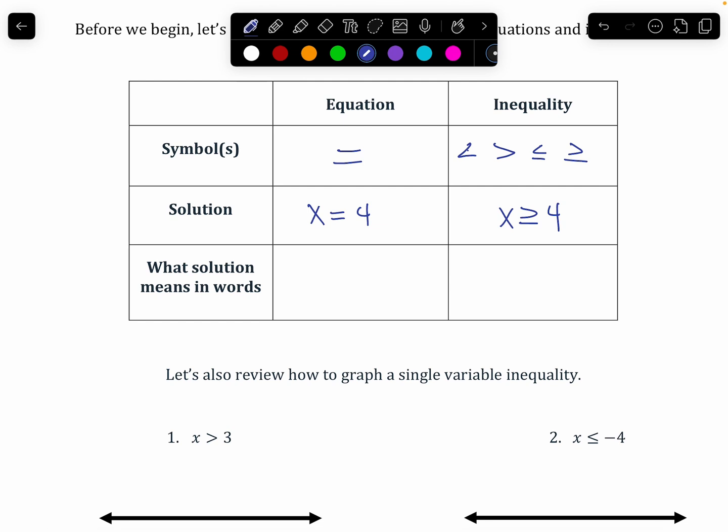And then I just kind of explained to you what this means in words. There is only one possible solution. Over here, you can have many possible solutions.